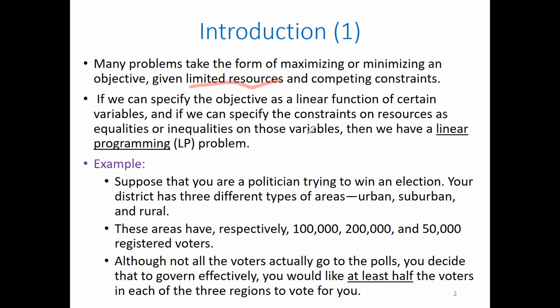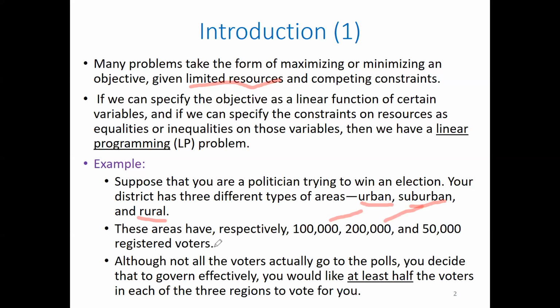So to begin with, let's start with a toy example, the one given over here. Suppose you want to become a candidate for some political party, you want to become the mayor of a city, and you want to win the election in your city, okay? So you divide your city into areas, and suppose that we have three areas. One is the urban area, one is the suburban area, and one is the rural area, okay? So you have a city, you have three areas, and the number of eligible voters in each of these areas is given as 100,000 urban, 200,000 suburban, and rural is 50,000 voters, okay?